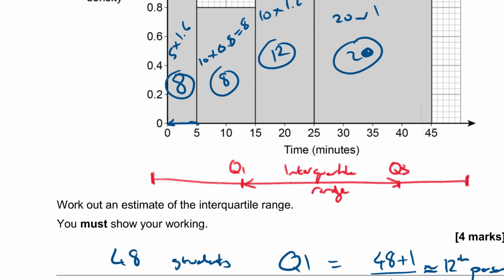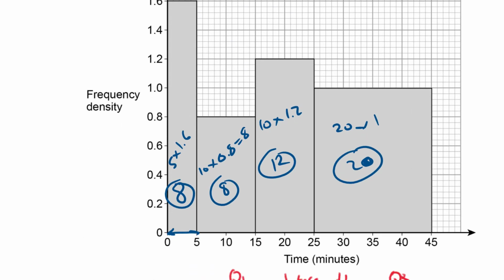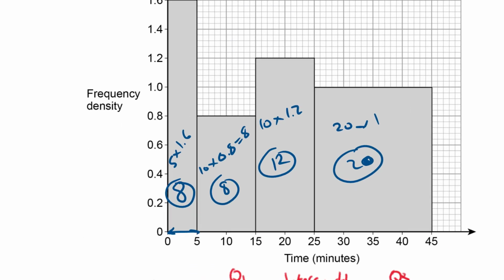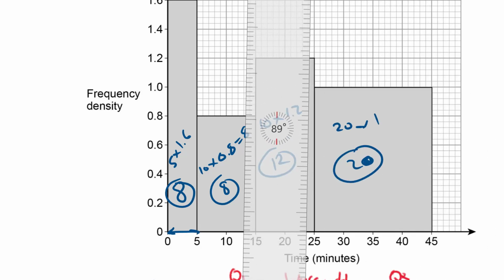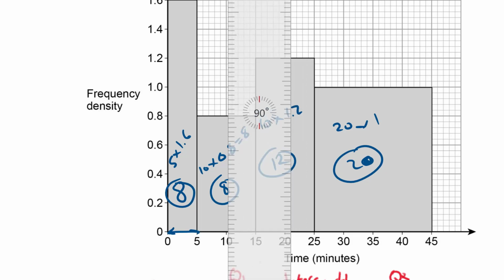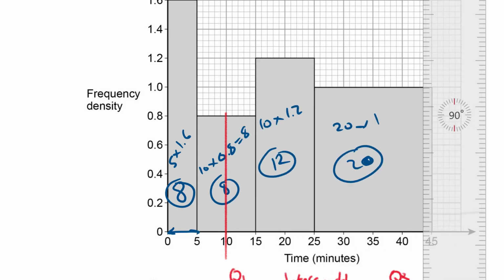Right, so like I say, we were looking for the 12th person and the 36th person. So if I've got my first 8 people in here and my next 8 people in here, then it's going to be halfway up that bar, isn't it? So the first 4 on the left, the next 4 on the right. So I'm going to estimate that my lower quartile is going to be halfway along that bar at my 12th person. So that's going to be my Q1.